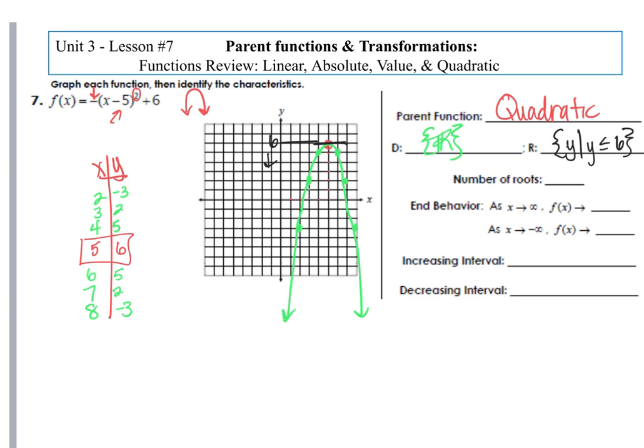How many roots do we have? So I'm writing along the x-axis. I'm crossing once, then twice. So we have 2 roots.